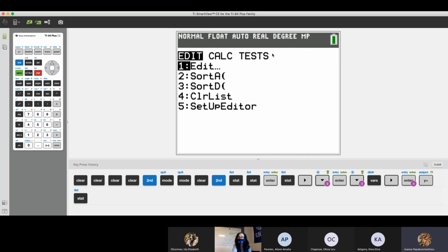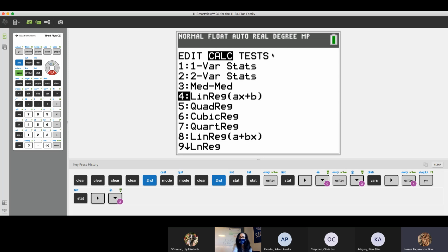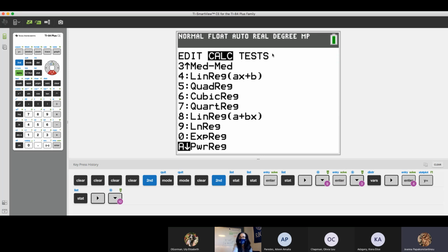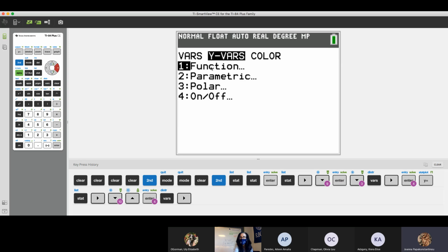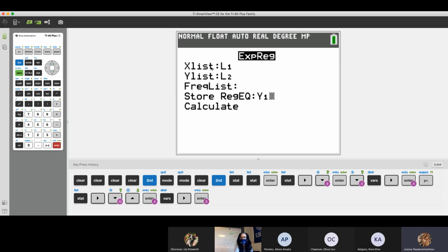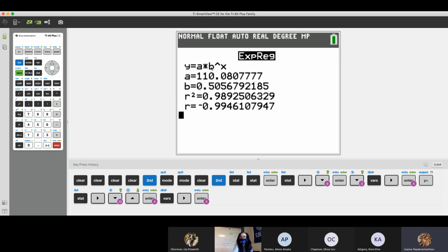So I went to stat, calc, I went to exponential regression, and then I stored it by doing my vars, y vars, function, y1, and then I calculated it and it gave me this information. That is your equation, y equals a times b to the x. That is your exponential equation.